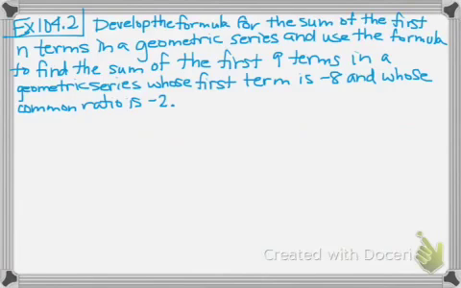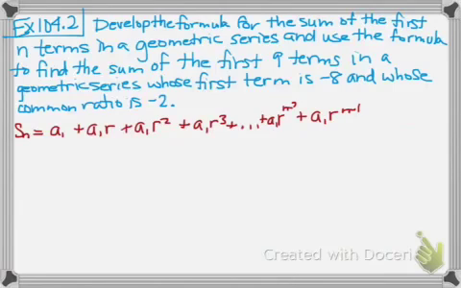So we'll just do another example. Develop a formula for the sum of the first n terms in a geometric series, and use the formula to find the sum of the first 9 terms in a geometric series whose first term is -8 and whose common ratio is -2. So again, the series is going to look like this: s sub n equals a sub 1 plus a sub 1 r plus a sub 1 r squared, and so on, up to a sub 1 r to the n minus 1. And then the term that's right before that is a sub 1 times r to the n minus 2.